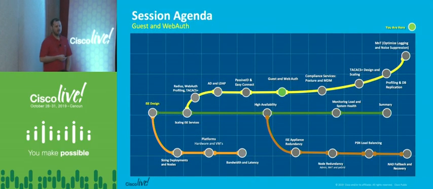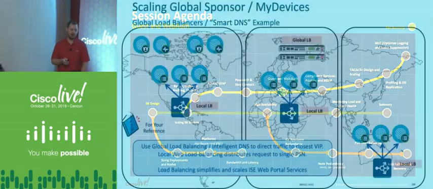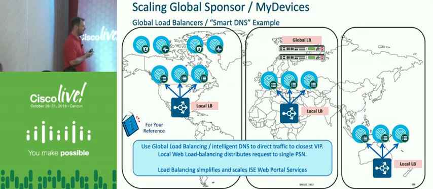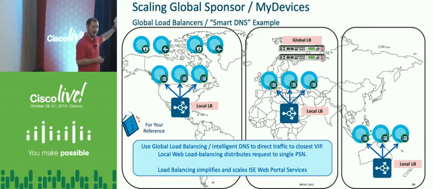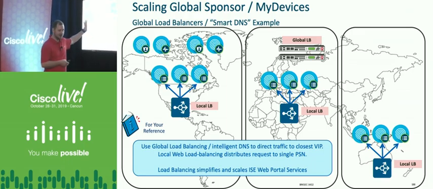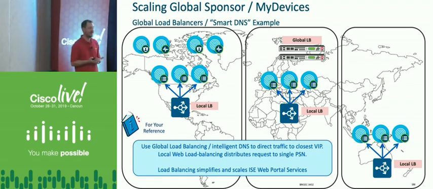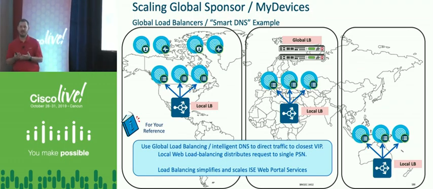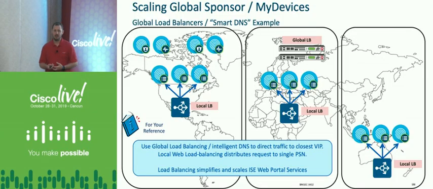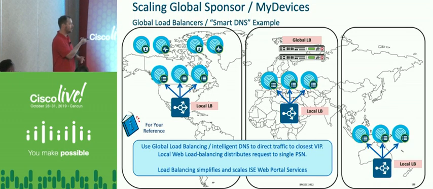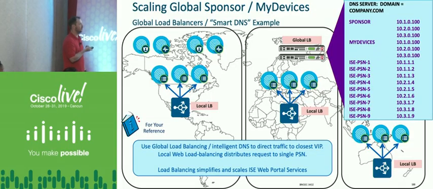Now jumping into scaling guest and web auth. So these are other topics that come up quite a bit. We could talk 2 hours just on these 2 slides that I'm about to show you, which is how do I take these web-based services and start to get global redundancy and scale? And the quickest answer is external load balancing that allows us to get additional services.